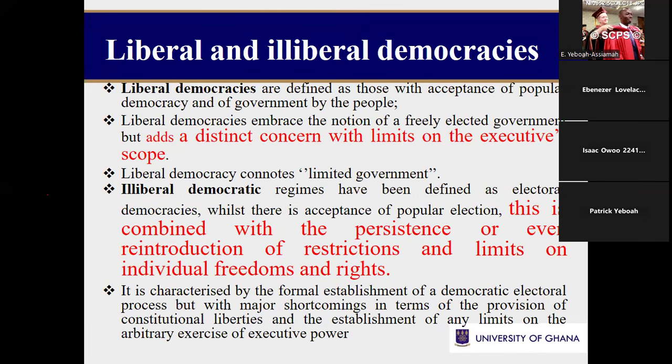So this is a distinction between liberal democracy and illiberal democracy. In illiberal democracy, the government has enormous powers, absolute powers, and the people do not have freedoms. They don't have rights. In fact, they have restrictions on their freedoms. That's the difference between the two. Are you with me? All right.